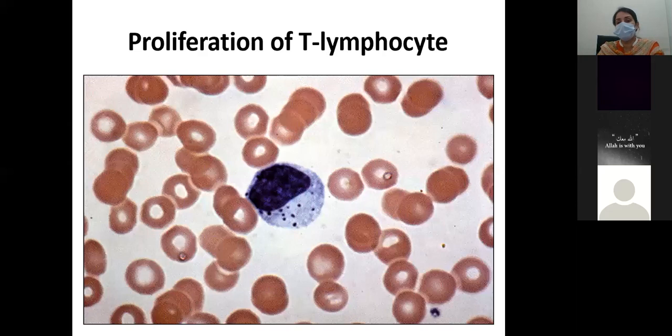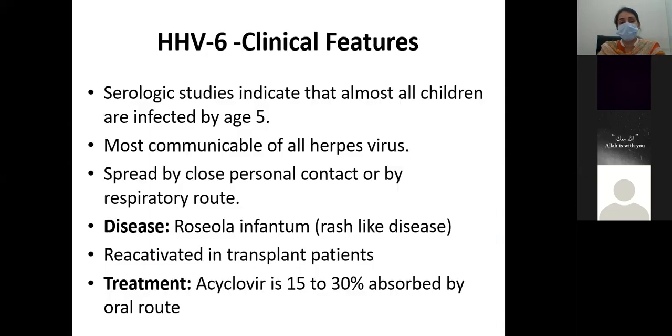This is a proliferation of T lymphocytes. These are RBCs, and in the center in blue you can see a T lymphocyte. There will always be a proliferation of T lymphocytes.